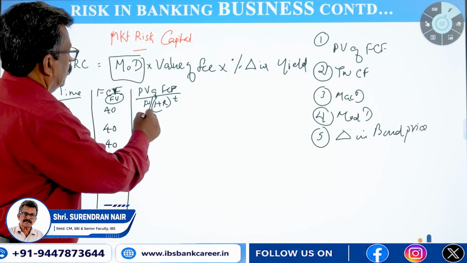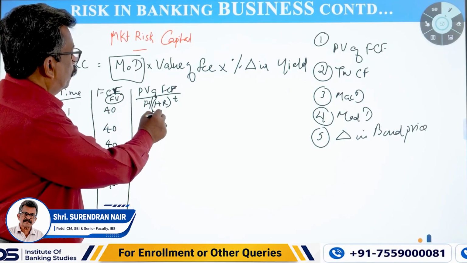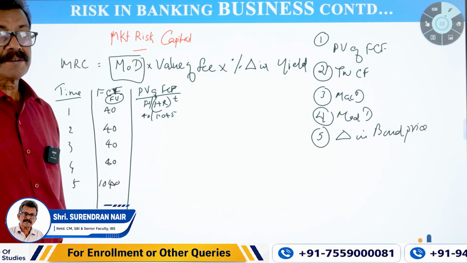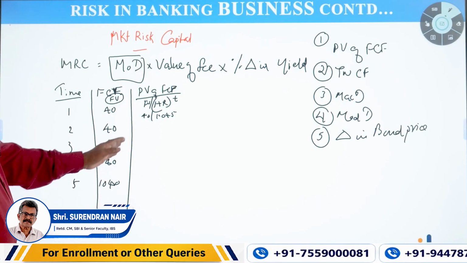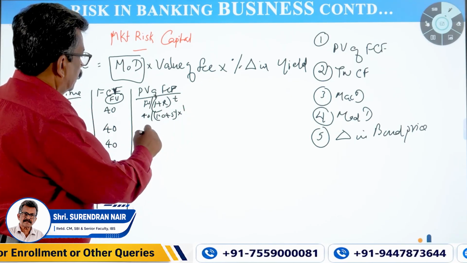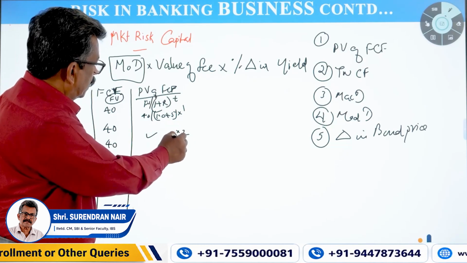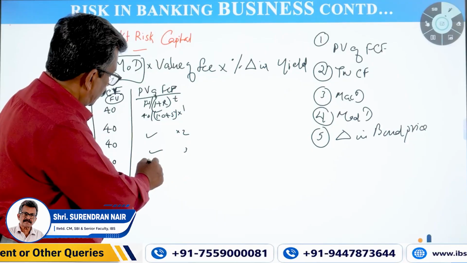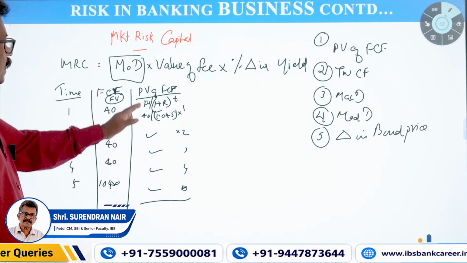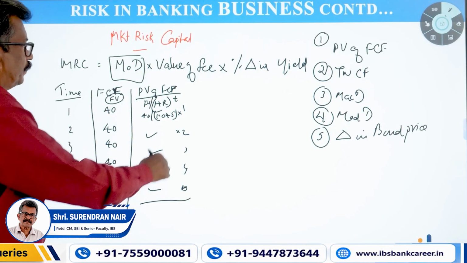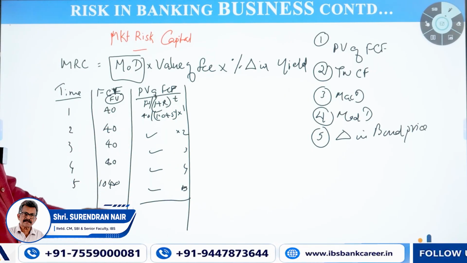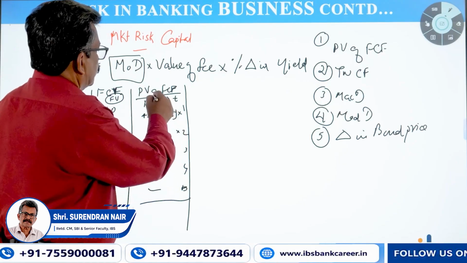Using that, 40 divided by 1.045, that is the 4.5 percent market rate we discussed in the last case study, to the power of 1, that is the time period. Here 2 times, here 3 times, here 4 times, here 5 times. So we got a total. That is the present value of it. Using this formula, we calculated the present value of future cash flow.